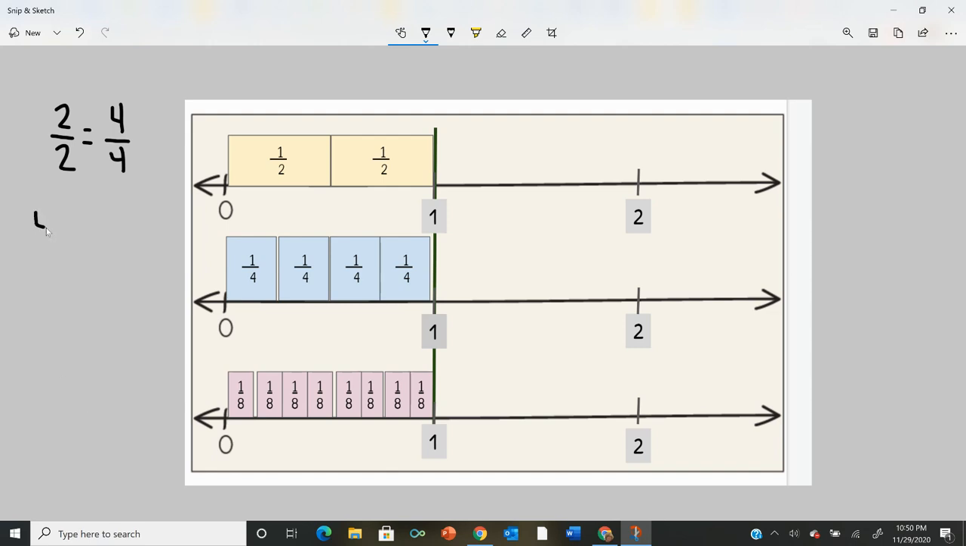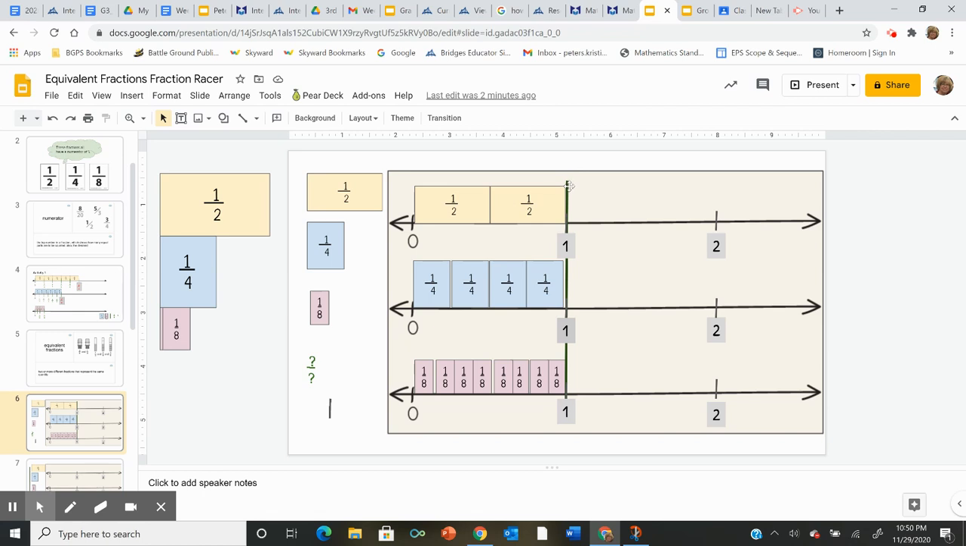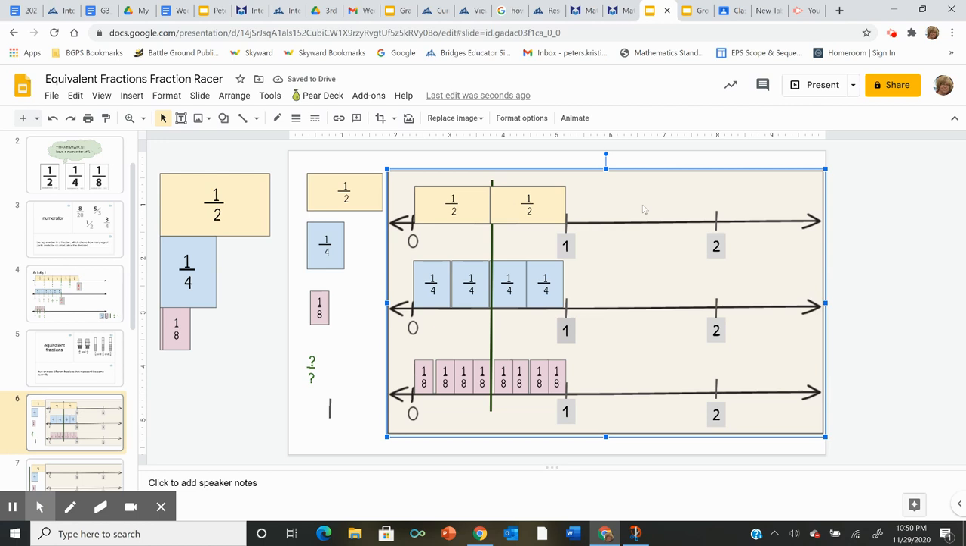Well, let's see, if I take 4/4, what is it equivalent to? Yep, you can see it took 8 1/8 to get to that. So there it is. Those are equivalent fractions. So let's make that go away. And let's move our line again. What if I slide that line down to this point? Ah, now it's at about the same point on the number line. Do you see any other equivalent fractions?